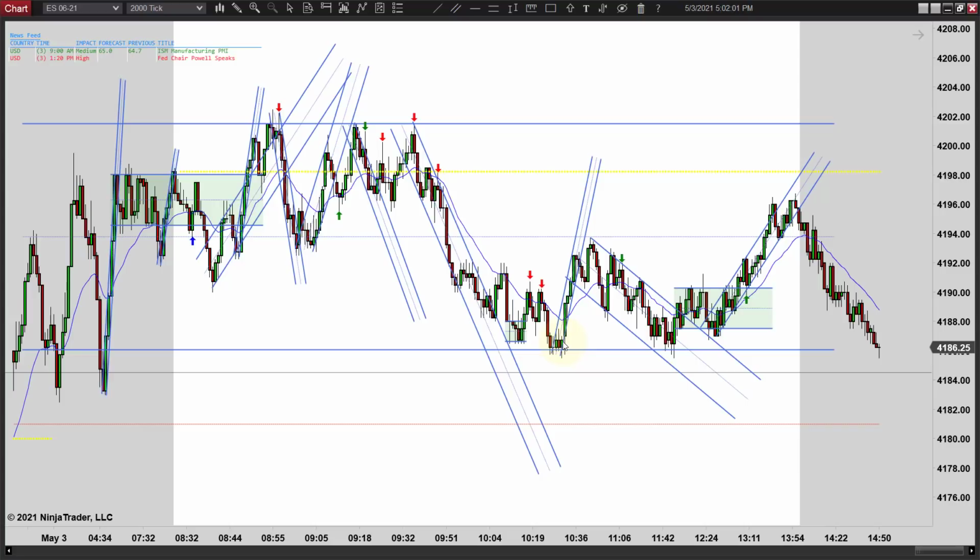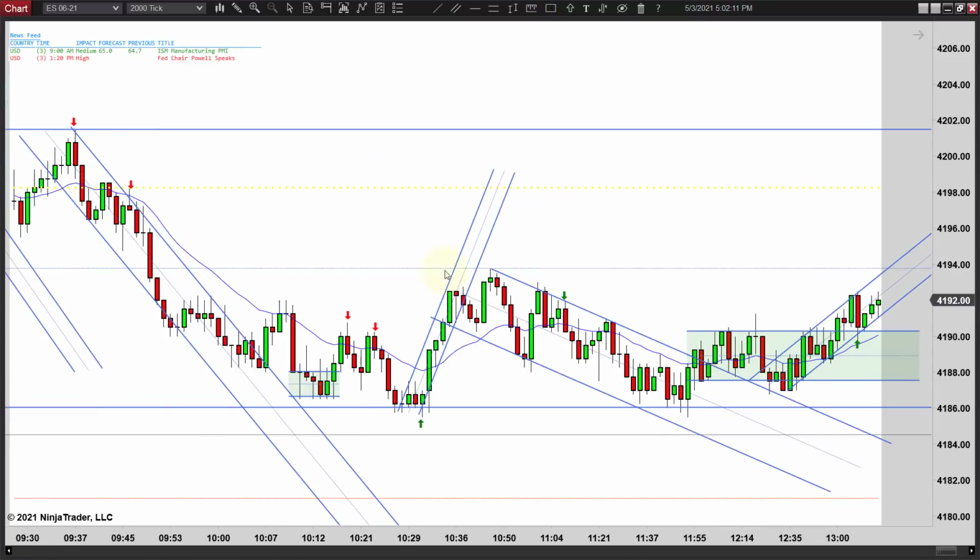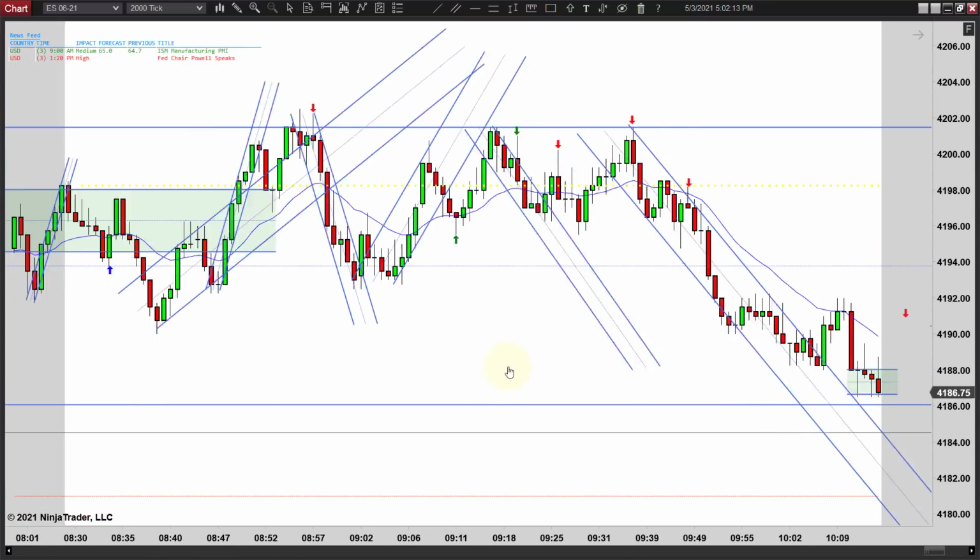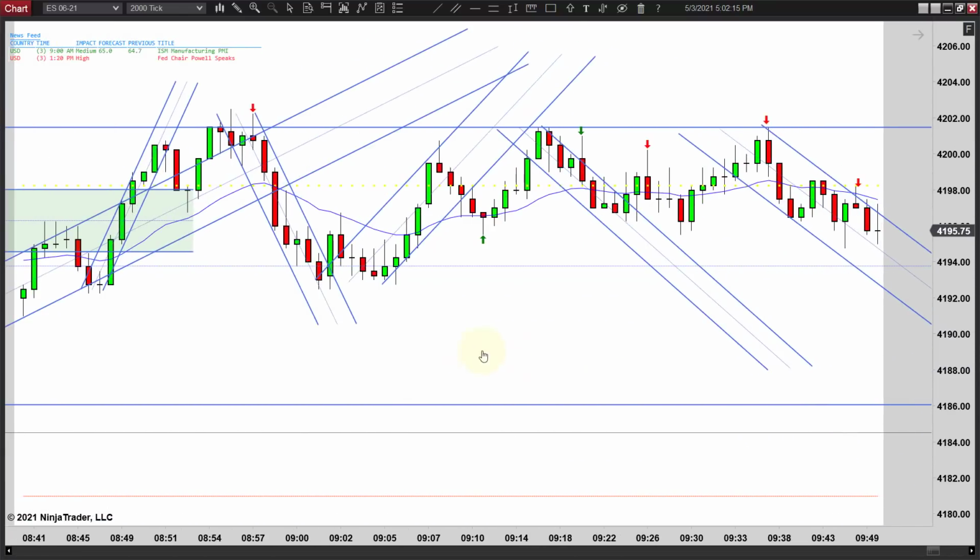You might have taken a trade right here to the long side. I didn't mark it, but I'll put a green arrow there just so I don't forget to talk about it. But anyway, let's zoom in a little bit here, go through the trades, and wrap up today.